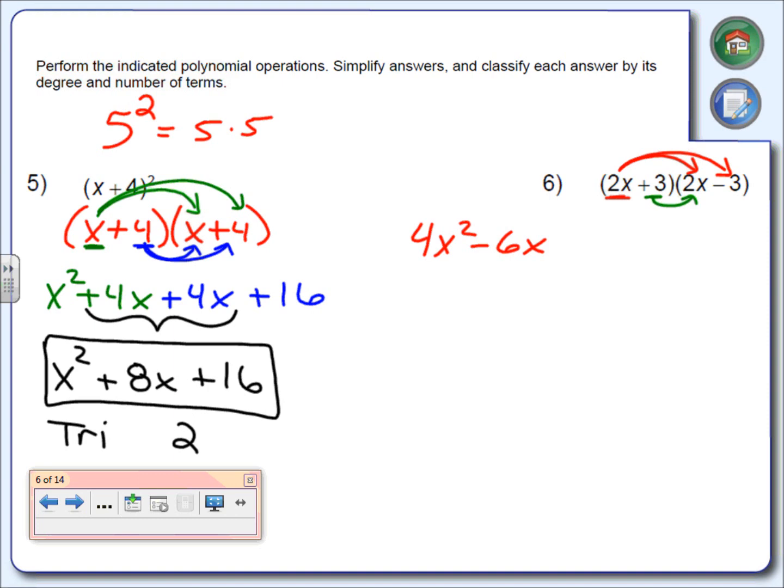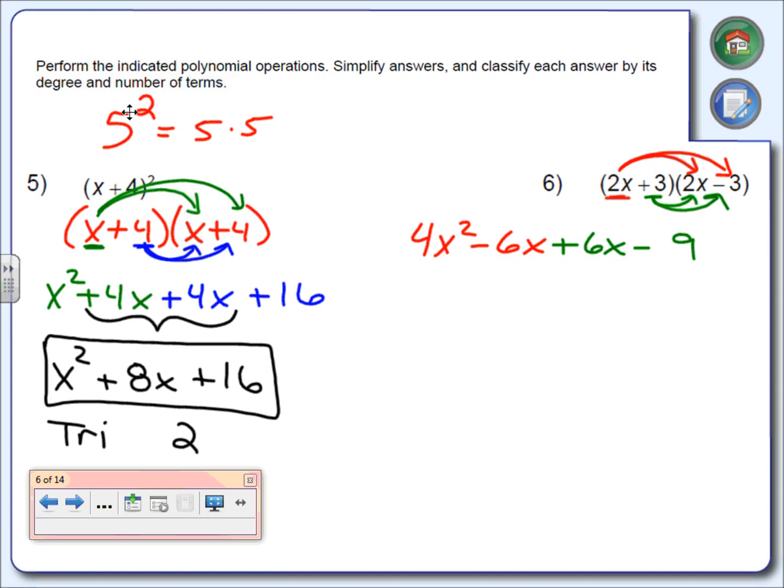Now we're going to do distributive property with the 3. So when I multiply 3 times the 2x, that's going to give me a 6x. And finally, 3 times a negative 3. 3 times a negative 3 is a negative 9.